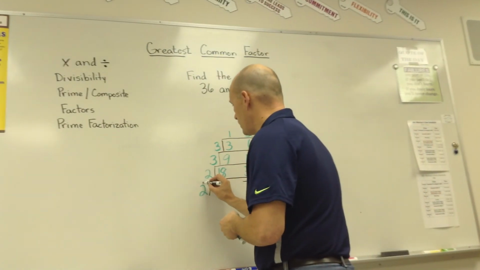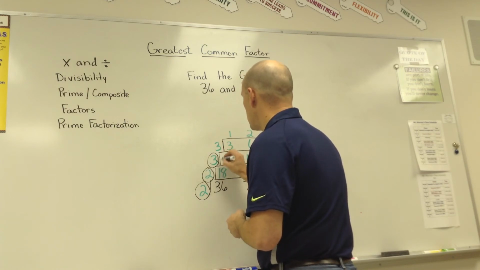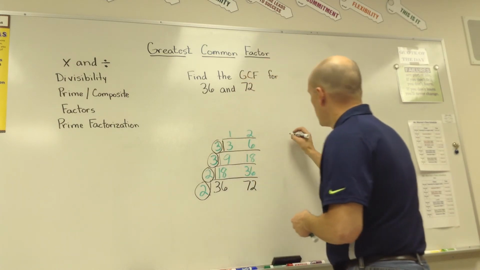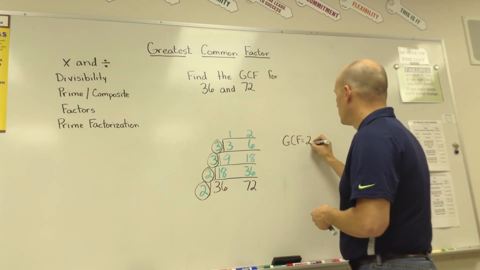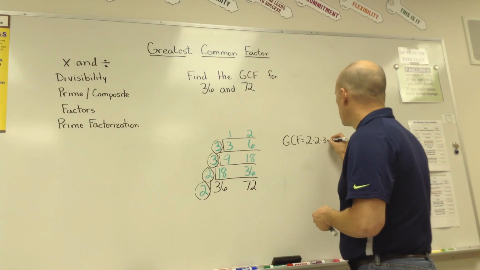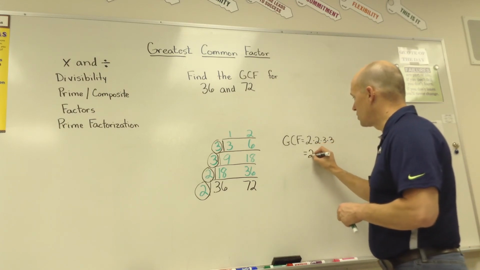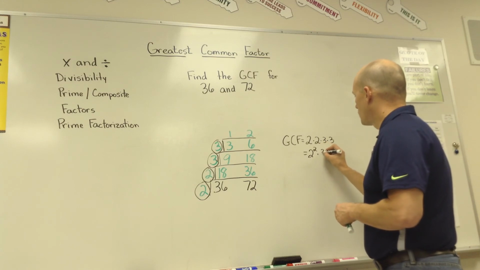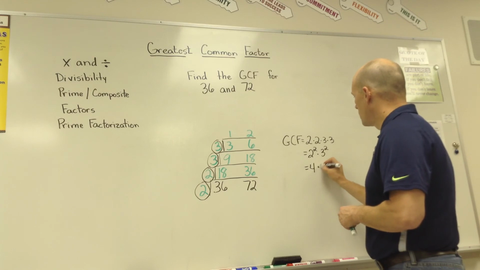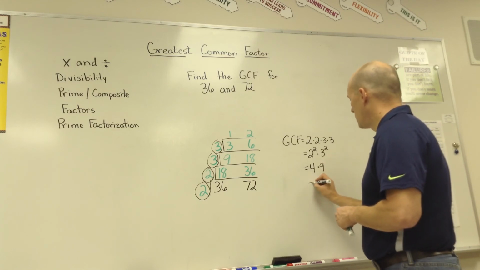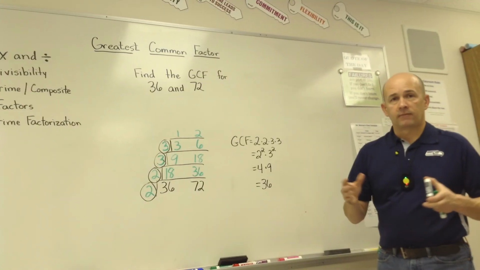So I'll circle the numbers that go up the side of my cake. 2, 2, 3, 3. And I know that the GCF, greatest common factor, is going to equal 2 times 2 times 3 times 3, which we've talked about in class is the same as 2 to the second power times 3 to the second power. Okay, 2 to the second power is 4, 3 to the second power is 9. My greatest common factor is 36.